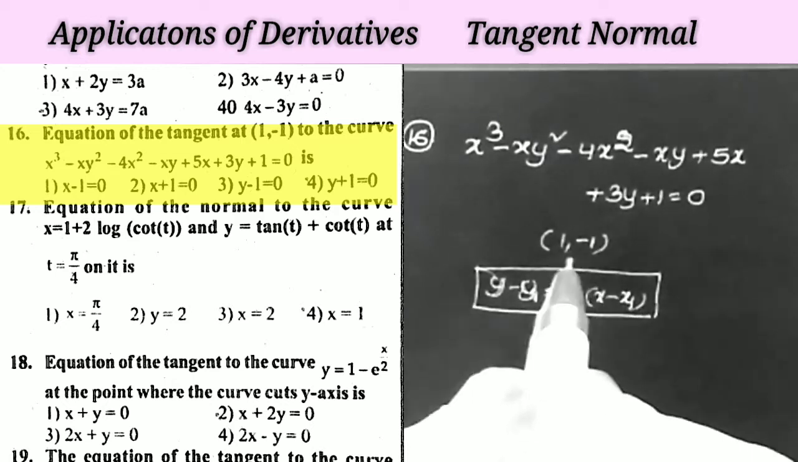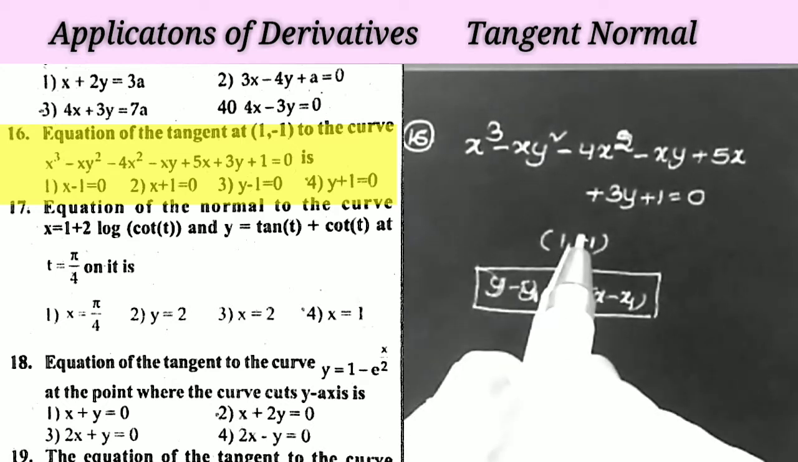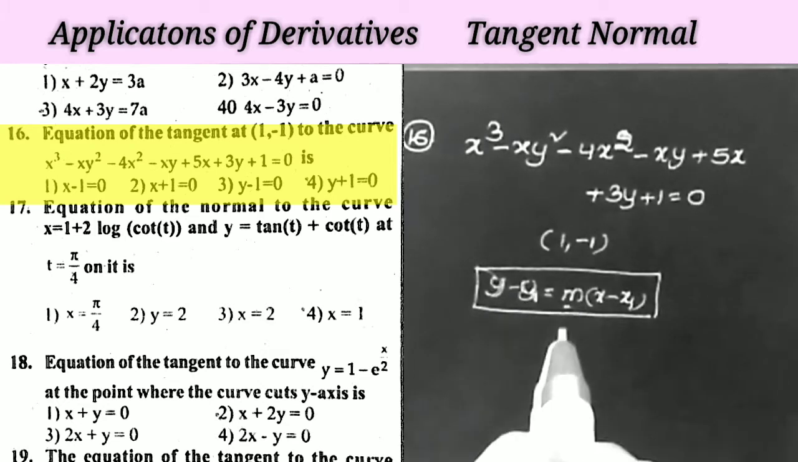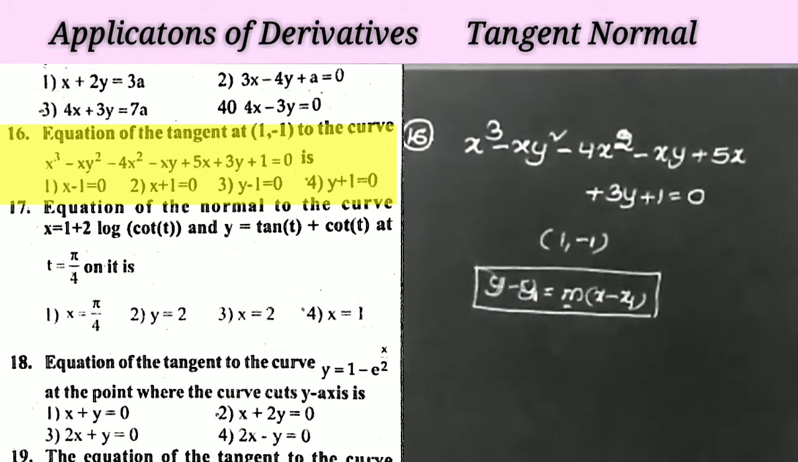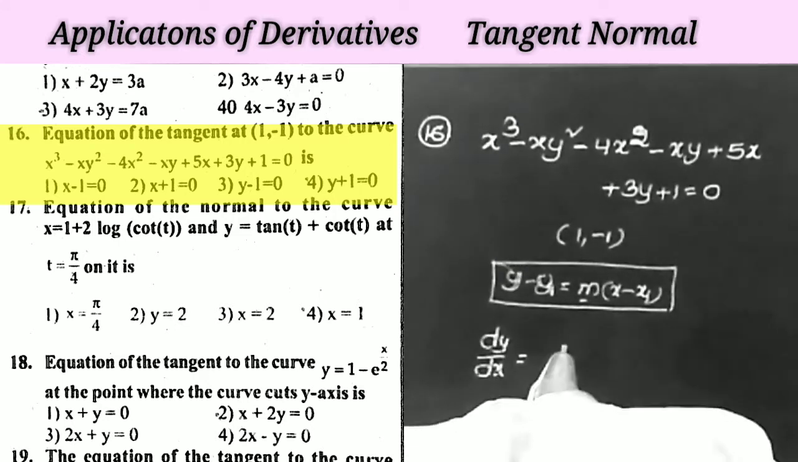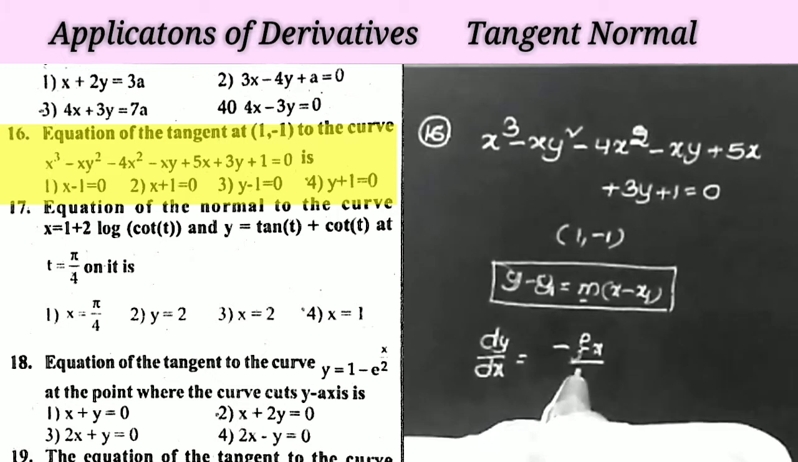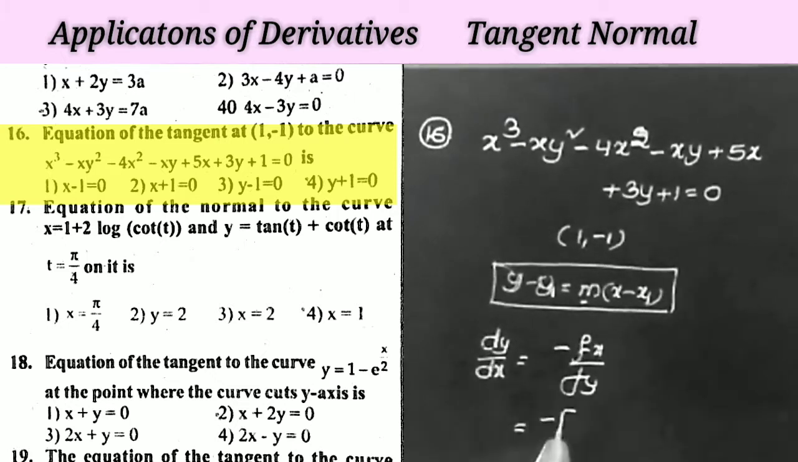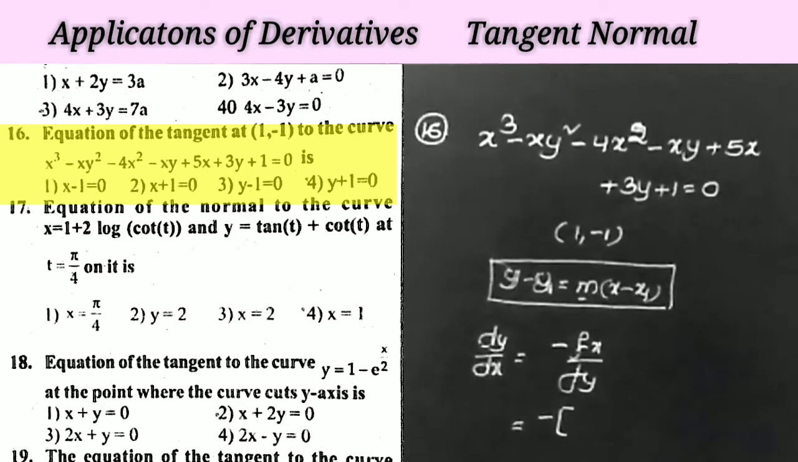What is x1, y1? (1, -1). Already the point is given. Now what do we want? The slope value. Slope is equal to dy by dx. Since it is a polynomial, we have one simple formula to find the derivative, that is dy by dx is equal to minus fx by fy.